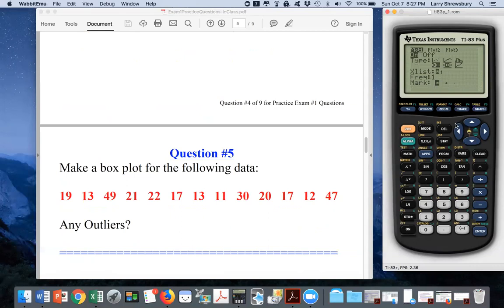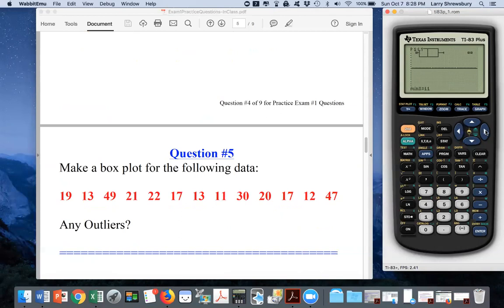But can you remember the next 2 keys we press to get a nice viewing window? Zoom, 9 for zoom stat. Now, what do I press next so it's easy to see what these values are? Because if I forget, I'd be doing this. I'm trying to guess at it by using this, but you know what? That's not very good. It's not accurate. You want to press the trace key, and it jumps to those and tells you exactly what those are.